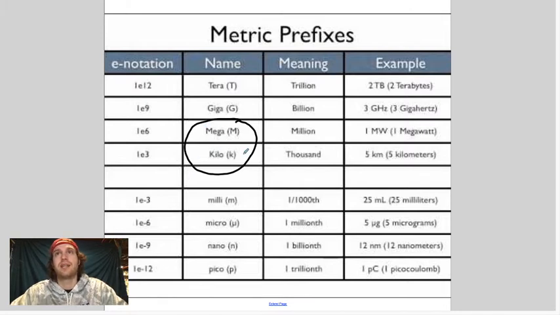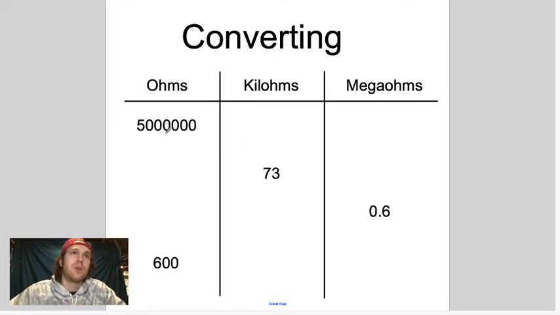Mega and kilo are the ones we're dealing with for resistance, and this chart might come in handy later down the road. If you have 5 million ohms, these are bigger things, so going this direction you divide by 1,000 to get the number. 5 million divided by 1,000 is 5,000 kilo ohms. Divide by 1,000 again, which is 5 mega ohms, with a capital M.